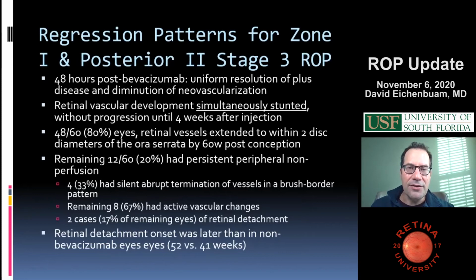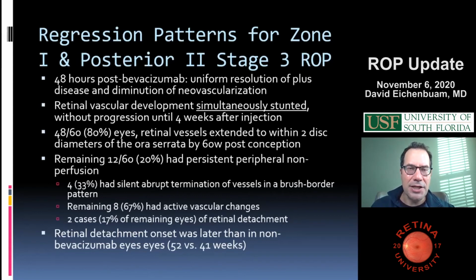What's interesting is even though you do get this profound improvement, you see an absence of vascular maturation. You see the vessels get better quickly and their maturation is simultaneously stunted until several weeks after injection. And even many, many months after injection, a good proportion of patients have persistent anterior non-perfusion. And we know that some of those patients reactivate. So when those patients reactivate and have proliferation and retinal detachment, it happens much later than the patients who reactivate after laser.